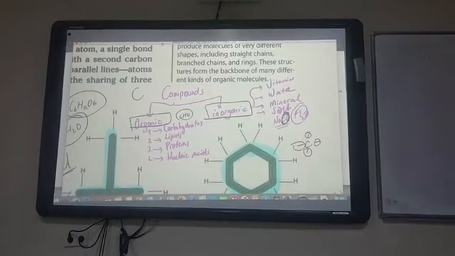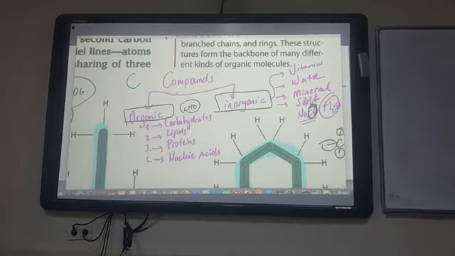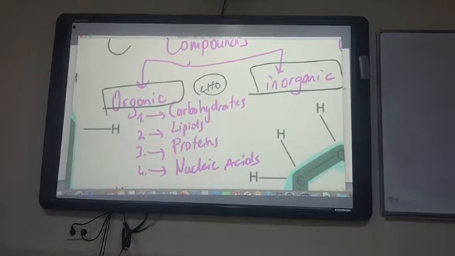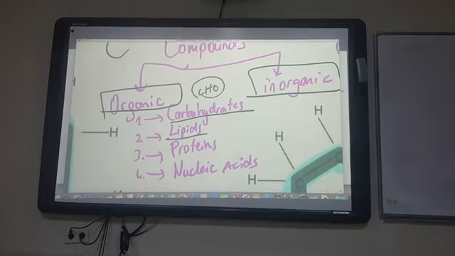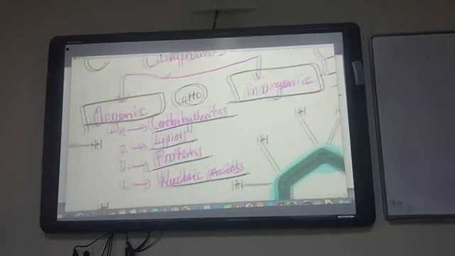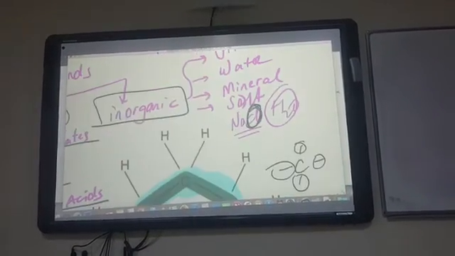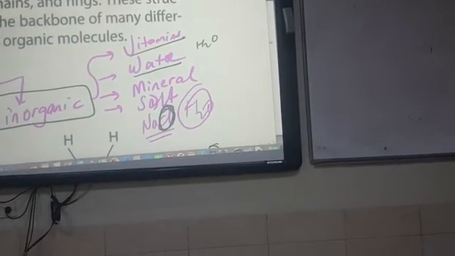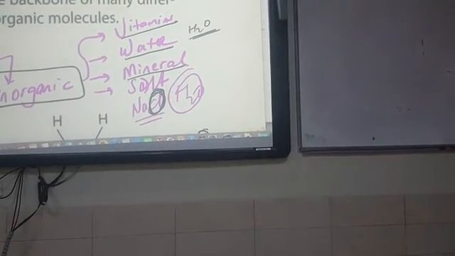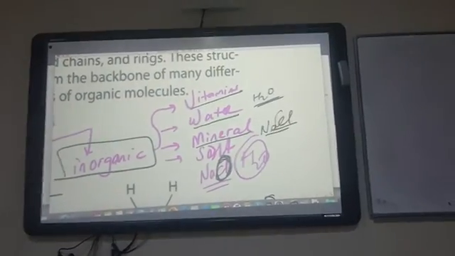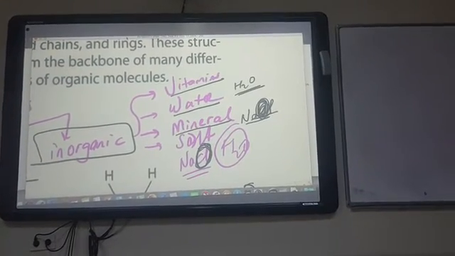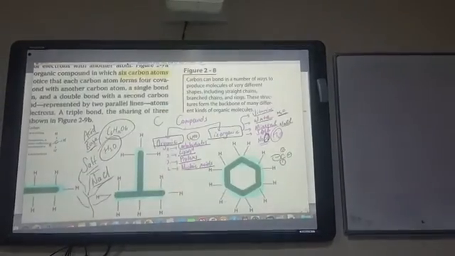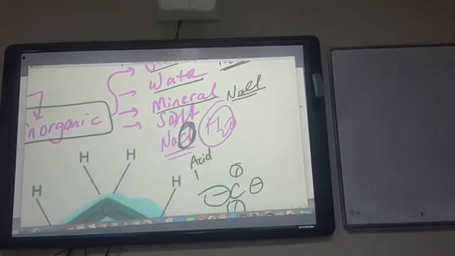This is also important. Types of organic compounds. We will learn firstly carbohydrates, lipids, proteins, and nucleic acids, because they all have carbon. What about inorganic compounds? Vitamins, there is no carbon. Water, H2O, there is no carbon. Minerals, salt, sodium, chlorine, these do not have carbon. And also acid and base.